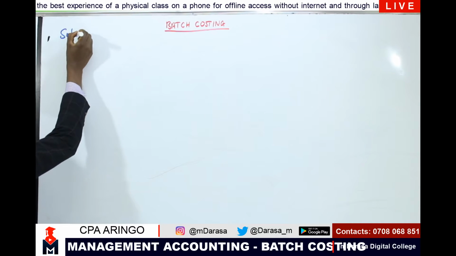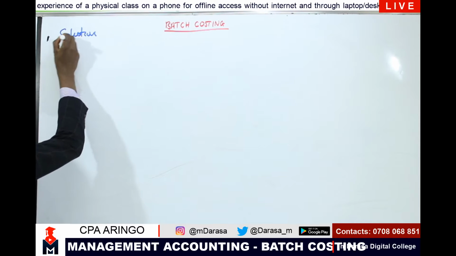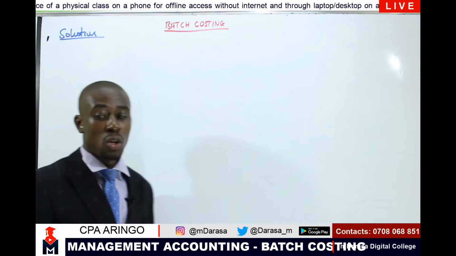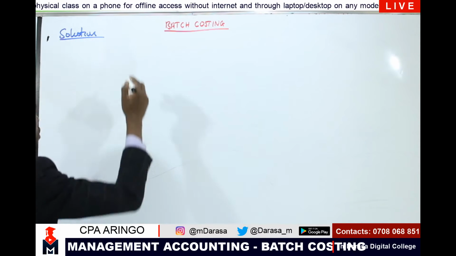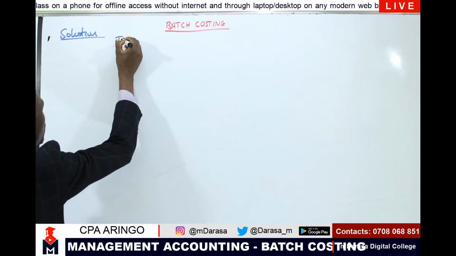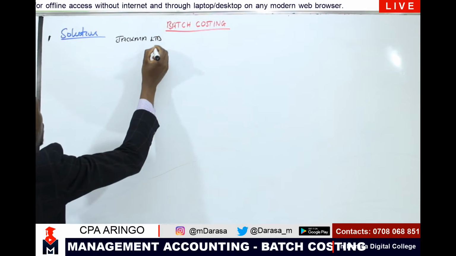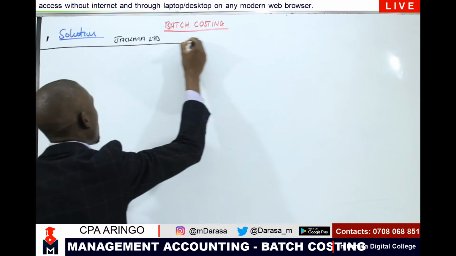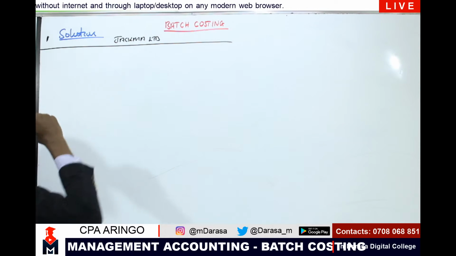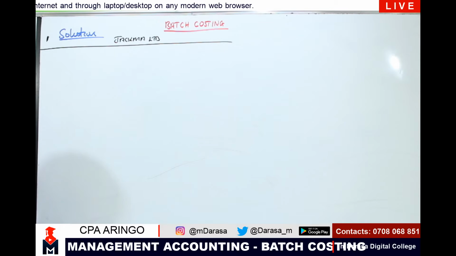Required: calculate, for part A, the total cost of the batch, cost per unit, selling price of the batch, and selling price per unit. This is a very good question, because the examiner has touched almost every angle that we'll always be looking at whenever we handle the concept of batch costing.